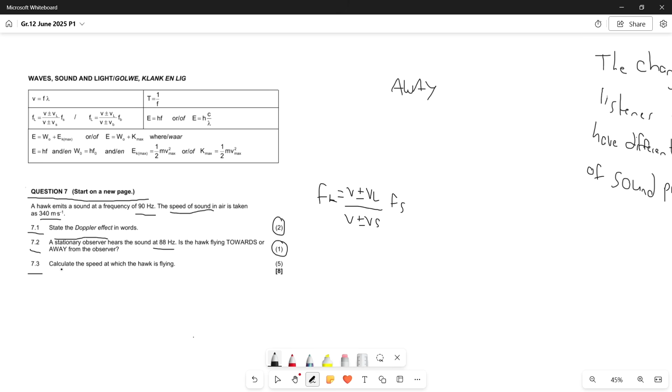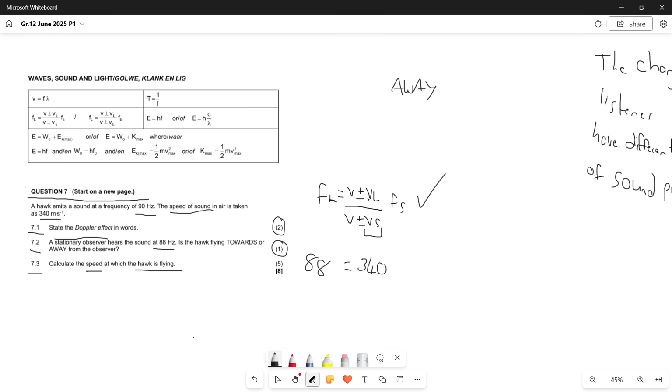So 7.3 over here says calculate the speed at which the hawk is flying. So this is 5 marks. We get 1 mark for writing this formula down. So just off the bat, we earned 1 mark over there. And then we can go ahead and plug in all the values here and then solve for the speed of the source over here, considering the source is the thing emitting the frequency. So the frequency that the listener perceives is 88 over here, because that is the frequency that the observer is hearing. The velocity of the medium that was given to us as 340 meters per second to the -1.